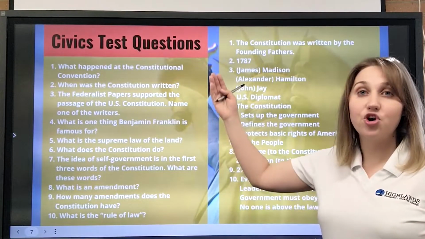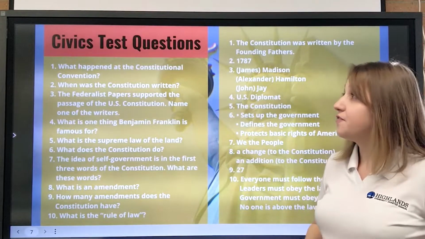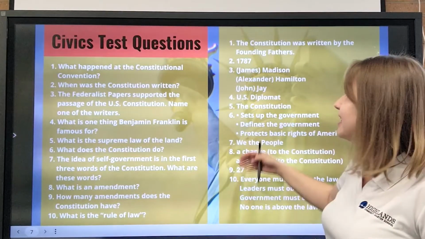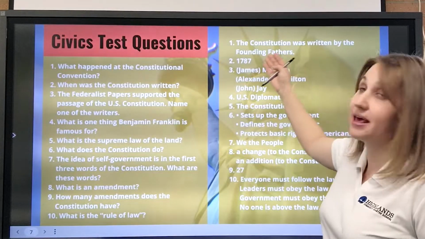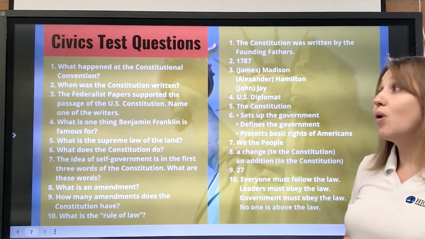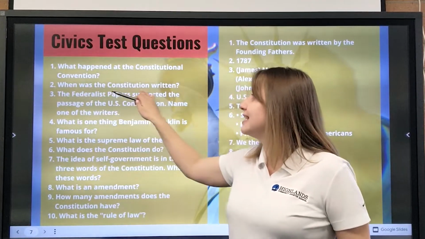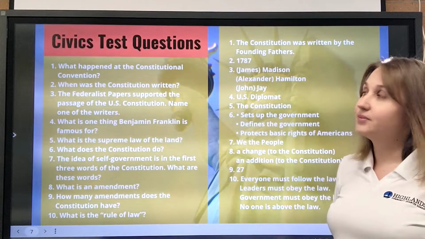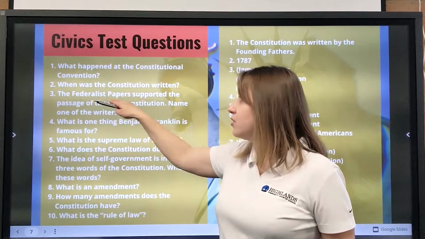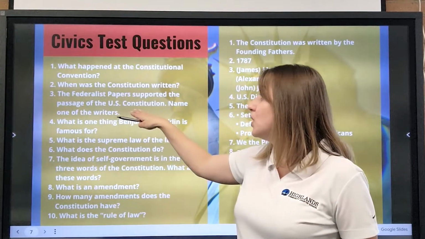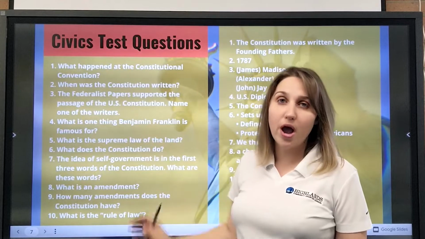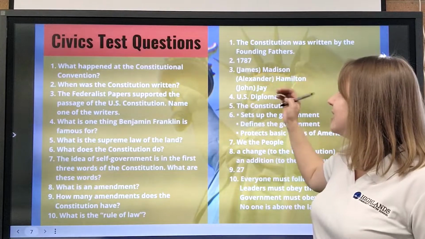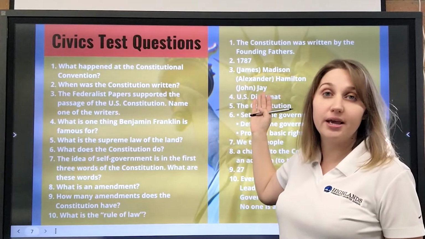And finally, we have our civics test questions. The first one is, what happened at the Constitutional Convention? And the answer is, the Constitution was written by the founding fathers. Question number 2, when was the Constitution written? And the answer, in 1787. The next question, the Federalist Papers supported the passage of the US Constitution. Name one of the writers. And here we have a choice of 3. It could be either James Madison, Alexander Hamilton, or John Jay.